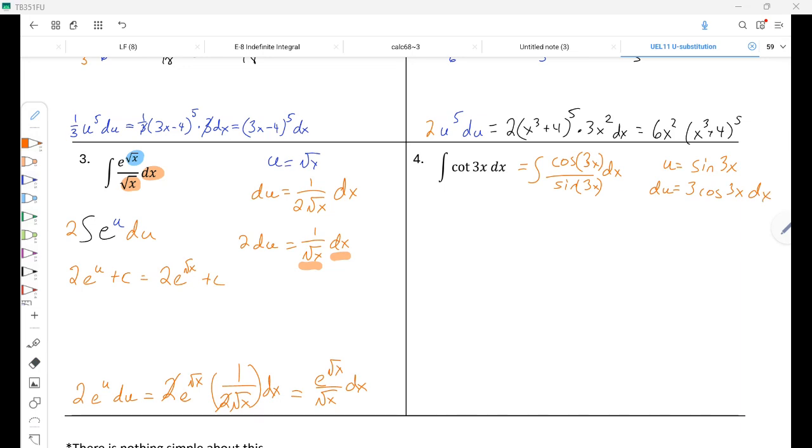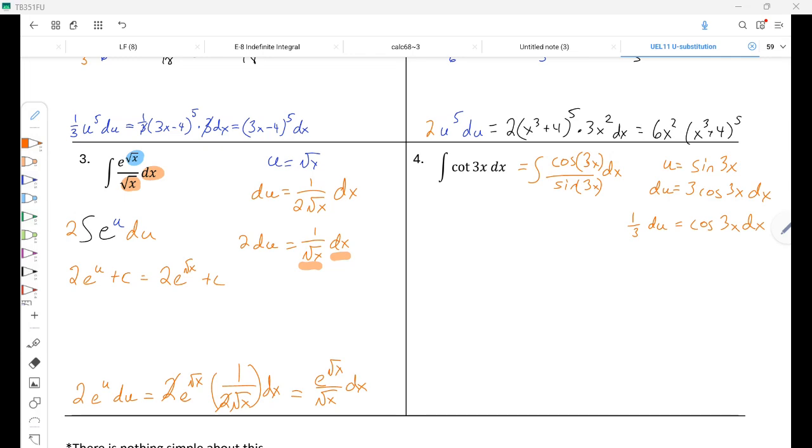And in this case, we do have cosine 3x dx being multiplied in our integral, because having a numerator times something is as good as having that something in the numerator, right? But we don't have 3 cosine 3x. We have cosine 3x. So the whole thing needs to be divided by 3, which we're going to do by multiplying by 1/3. Okay.